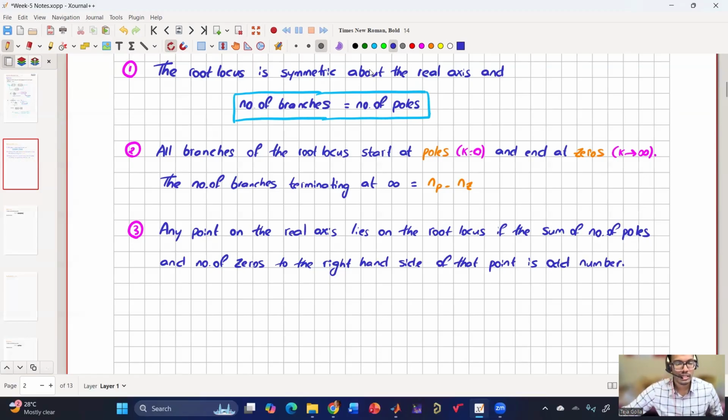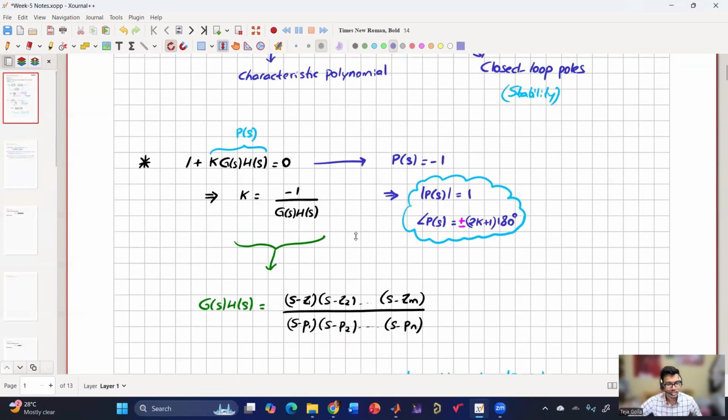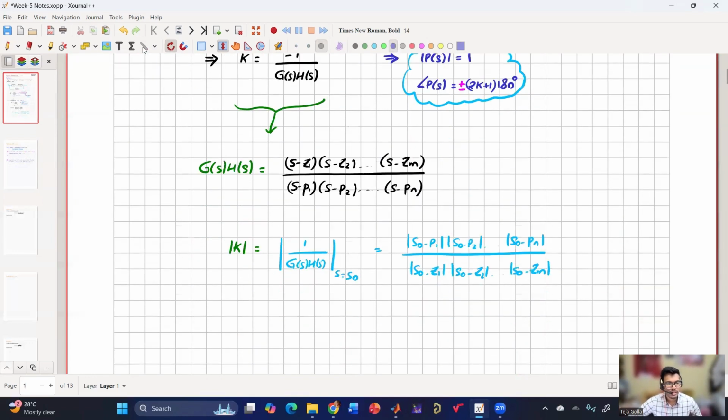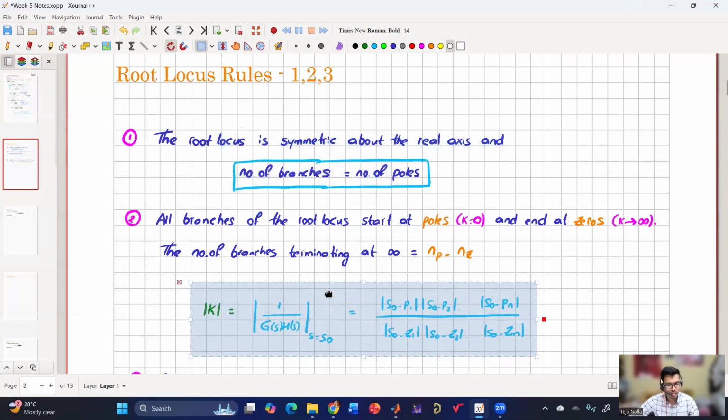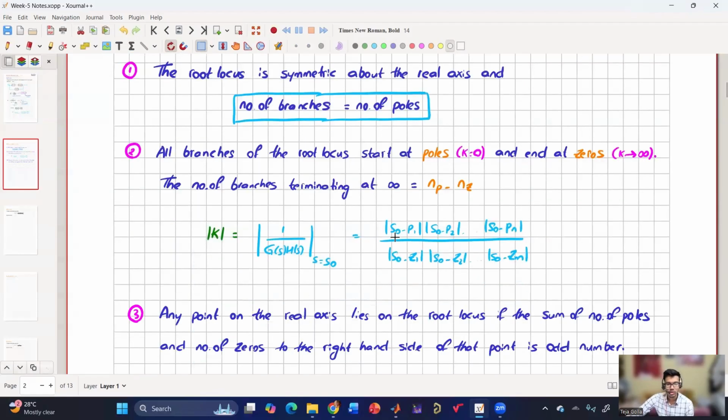Okay. So before I explain point three, I would like to add some more context to point number two. So here you can see that K is this. This is the solution that we got from the characteristic polynomial. So if you consider S naught to be any pole, say S naught is P1, we are starting at P1, which means K equals 0. So any point that is lying on the root locus is first of all a characteristic polynomial solution, and that also satisfies this equation. So at K equals 0, all the poles are solutions.